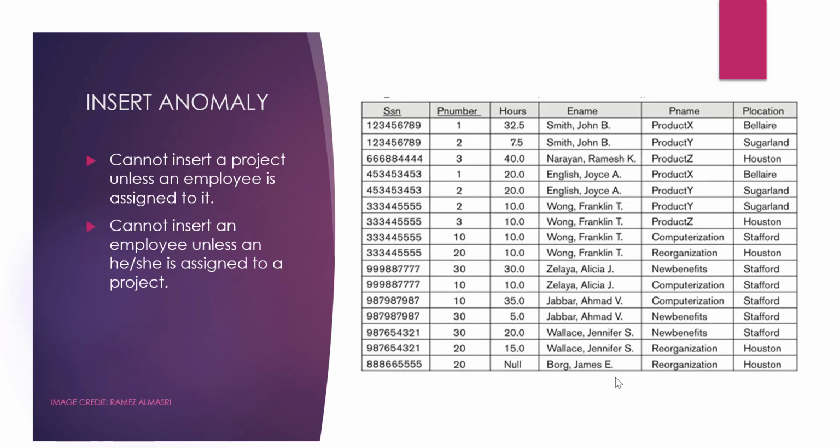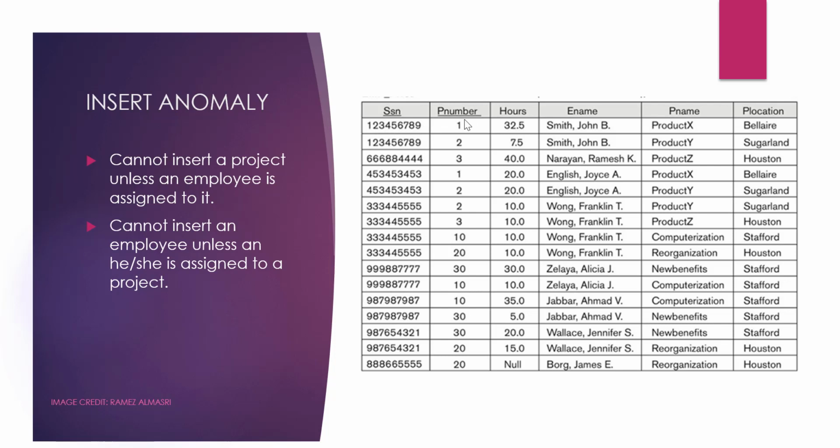Now, another problem we could have with this redundancy is the insert anomaly. Since we have a composite primary key, we do not have a single attribute as our primary key, because the social security number could be repeated and the project number could be repeated, because we might have multiple employees working on the same project, and we can have multiple projects assigned to the same employee.